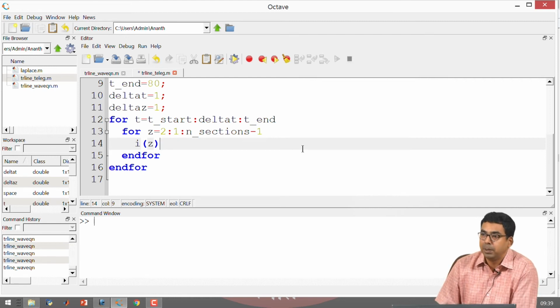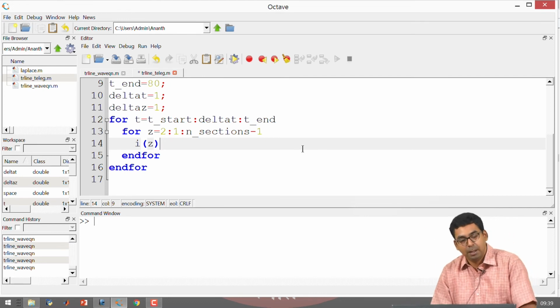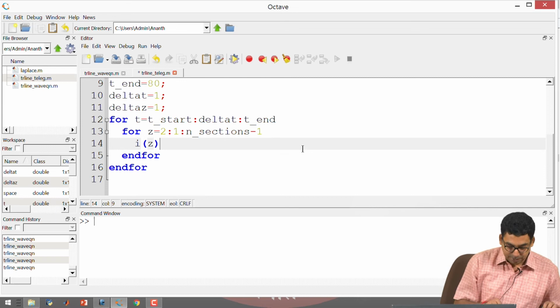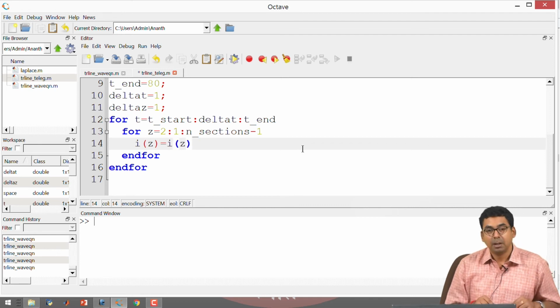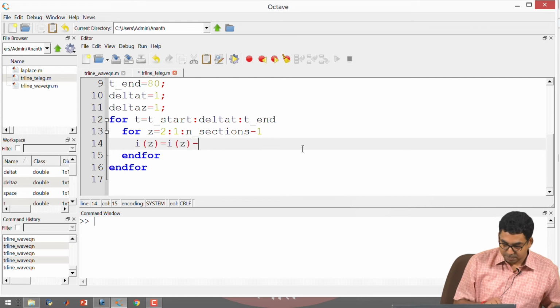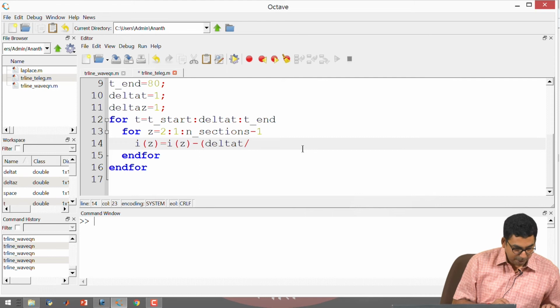These are known as update equations. You are taking the current value and adding something to it to update. Okay. So, the way we had written was I of z future value, this would have been written as I of z comma t plus 1 in our notes, okay, is equal to I of z, right, minus the quantity was delta t divided by L times delta z multiplied by V of z plus 1 minus V of z.